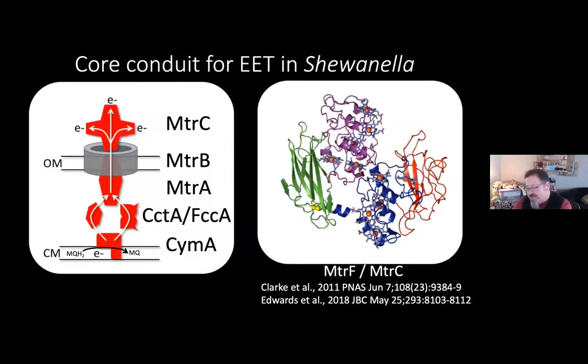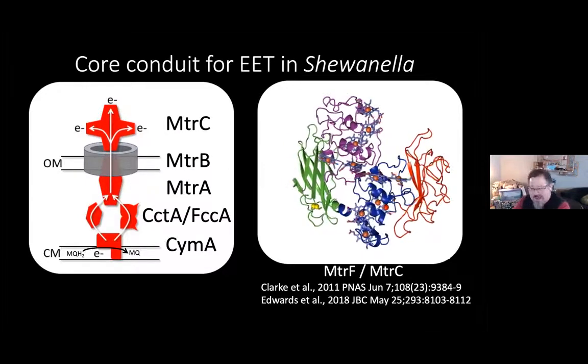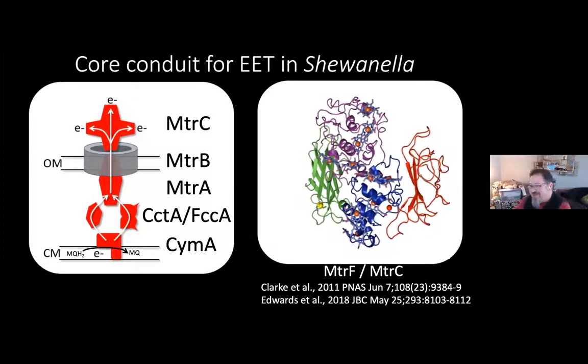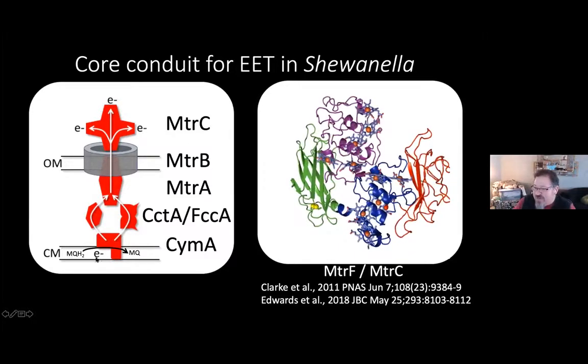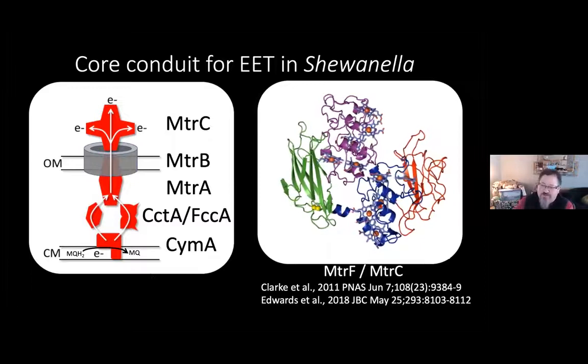Okay, so how does this work? I'm not going to go through the genetics, and a lot of this is stuff that everybody in the field agrees on. We disagree on some other details about this, but that I'm not going to go into. But in general, these are gram-negative bacteria like E. coli. So they've got two membranes to deal with.